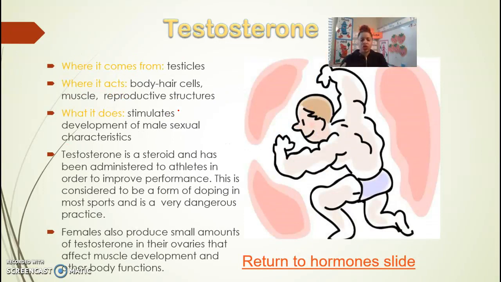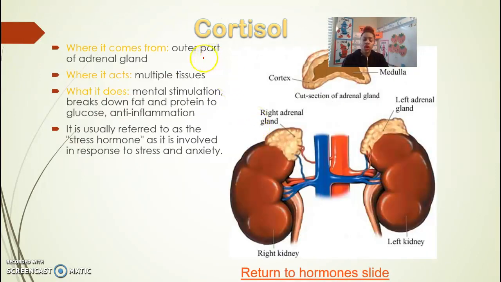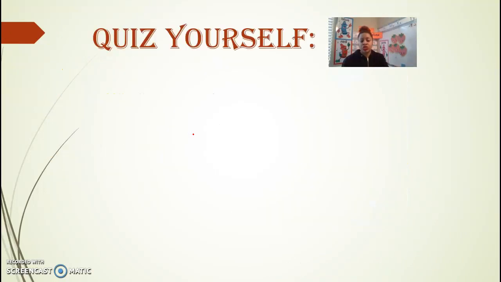And testosterone is for the guys. It happens in the testicles. Where it acts: body hair cells, muscle, reproductive structures, stimulating development of male sexual characteristics, and other things. Estrogen: ovary, breast tissue, reproductive structures in females, and what it does, stimulates development of female sexual characteristics. Cortisol happens in multiple tissues, the outer part of the adrenal gland. It is the stress hormone, so try not to stress too much. And then insulin, we talked about insulin is produced in the pancreas.